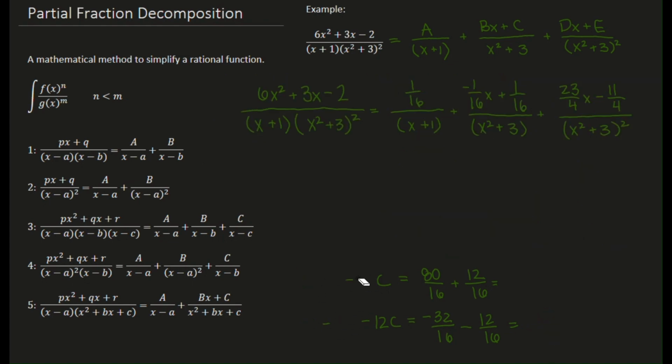My final expression looks kind of ugly and complicated, so I actually want to simplify this and get rid of the fractions in the numerator. I'm left with 1 over 16 times x plus 1, minus x minus 1 over 16 times x squared plus 3, plus 23x minus 11 over 4 times x squared plus 3 squared. And this is the solution for an example of a partial fraction decomposition that combines more than one form.